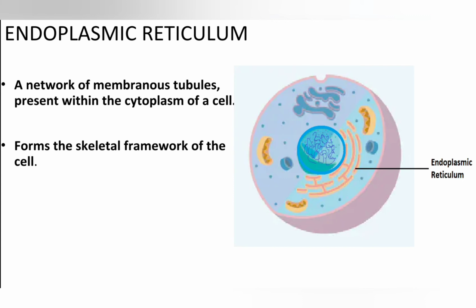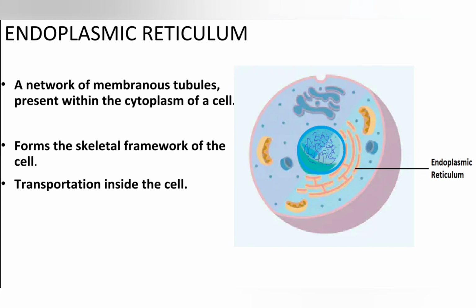What forms the skeletal framework in the human body? It is the bones. In the same way, the skeletal framework inside the cell is formed by endoplasmic reticulum. Endoplasmic reticulum is also involved in transportation inside the cell. What is the means of transport when we go from our house to the school? How do we go? Either we go via bus or we go via van.